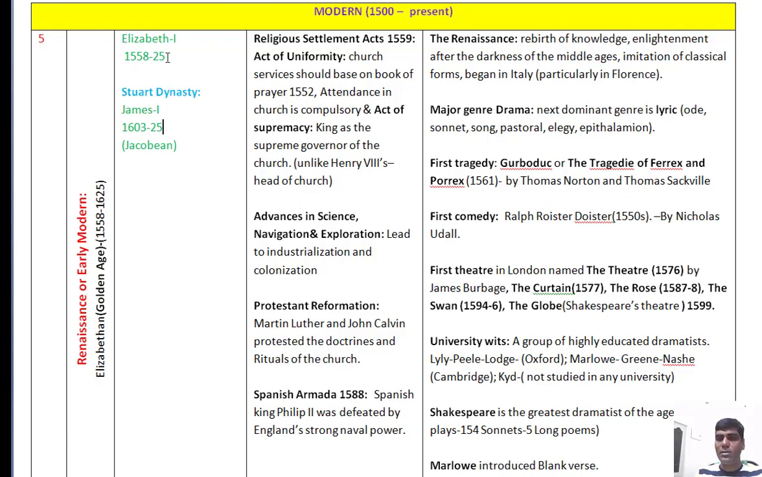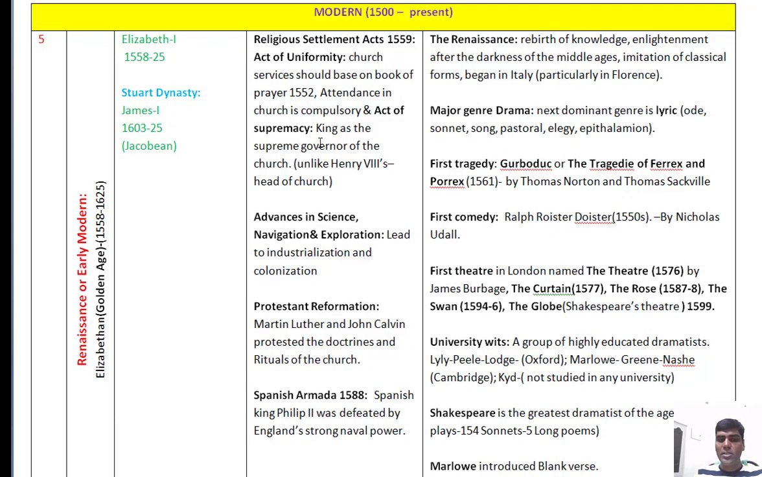Sometimes they will directly ask you to recognize the ages or recognize the periods of English literature. So in that case, if it is specifically mentioned, please memorize it as 1603 to 1625 as the Jacobean period, or else it is treated as part of the Elizabethan age. Coming to the modern age, this begins from the 15th century or 1500.